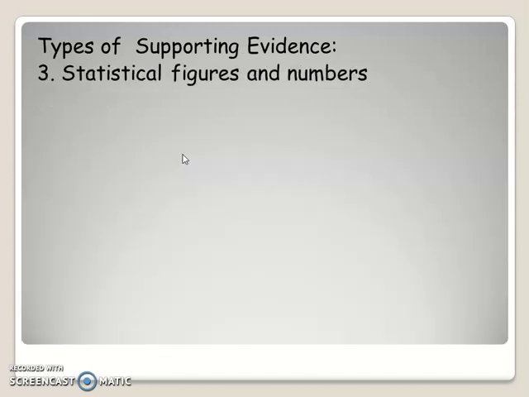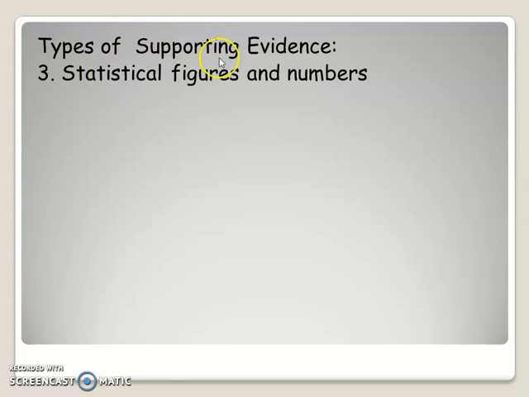Rule number, or type number 3, we have statistical figures and numbers. Guys, these are not the same. When I say number, I'm mentioning numbers: 8 citizens, 1,100, and I don't know, any number.